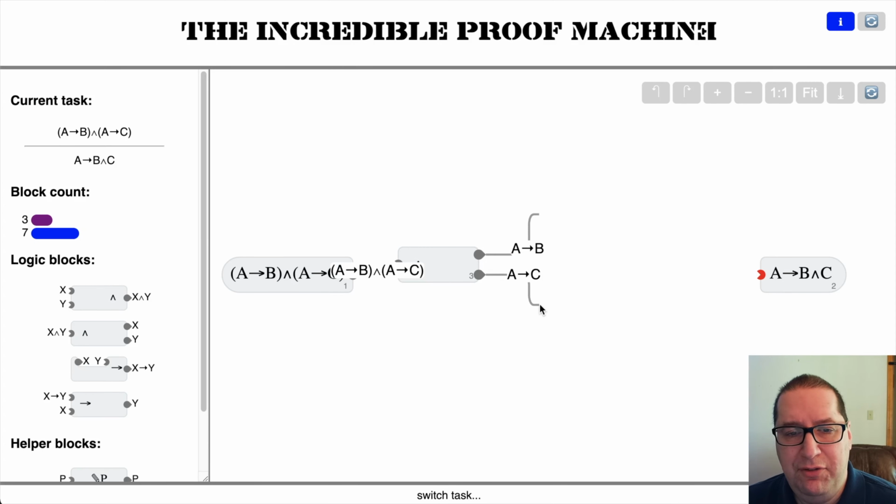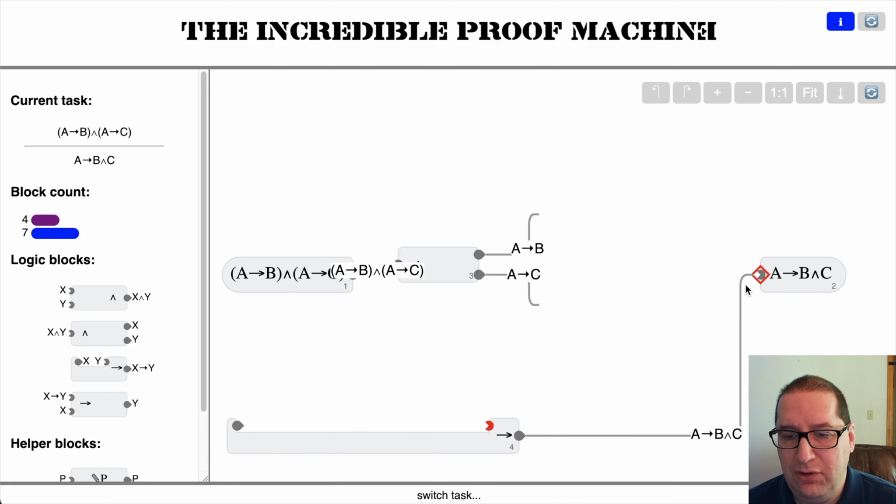Well, we don't have an A, so we're going to have to assume it, and the only real way we have to assume things right now is with this implication introduction rule, right? Let's in fact just assume that that's what we're trying to prove. Well, now we get to assume A, and our sub-goal is now B and C.